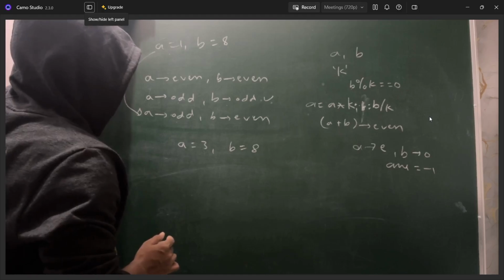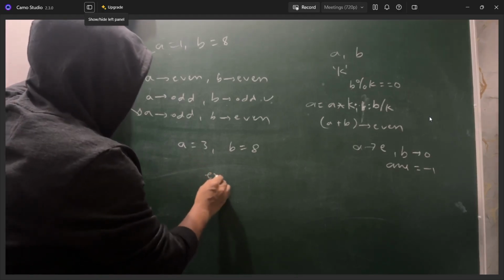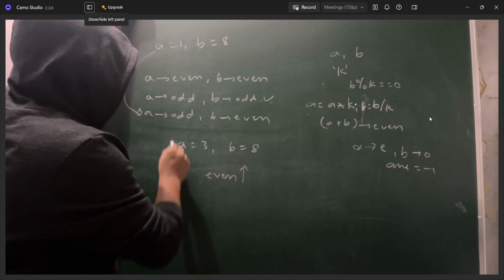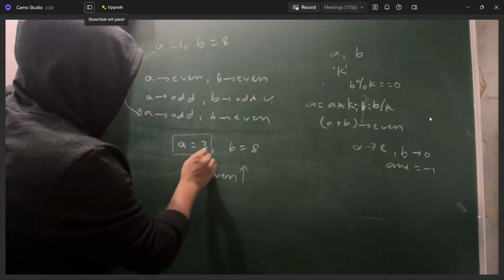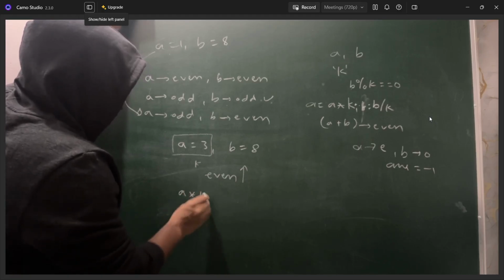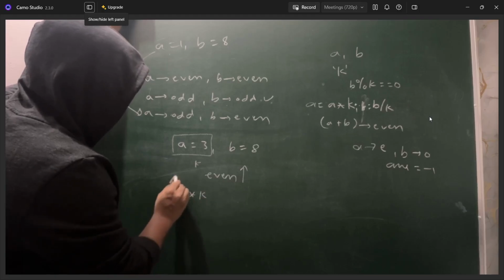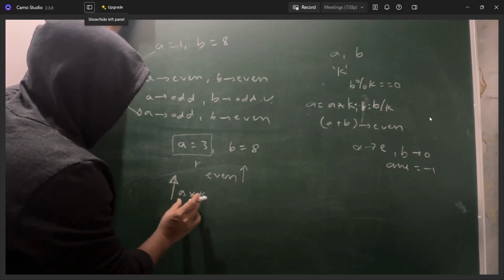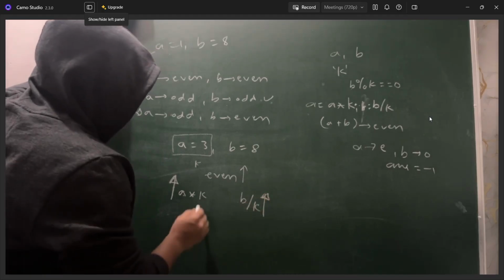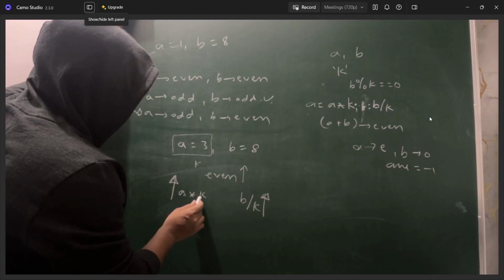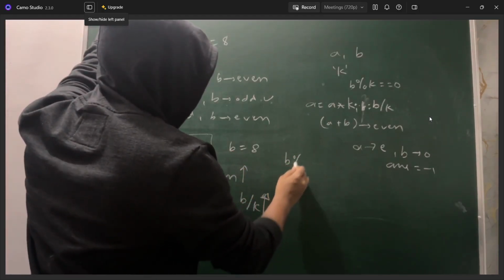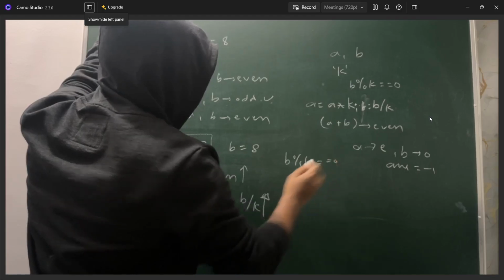If you want to maximize the even sum, what k should you choose? Because a will be a into k, right? So what k will you choose in such a way that a into k is maximized? And b divided by k should also be maximized. Again here, k is a divisor of b, like b modulo k should be equal to 0.